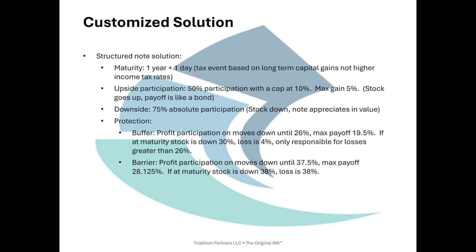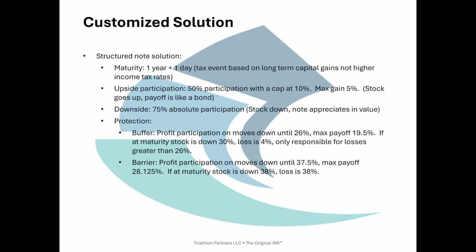Stock is up, you get a 50% participation to a cap of 10. So your maximum gain is going to be 5%. Stock goes up, you're going to make money on the stock. Stock goes up, the note's going to pay you like a bond. Now, what happens if the stock goes down? Well, we want to have an absolute participation. Stock goes down 10%, you make 7.5%.